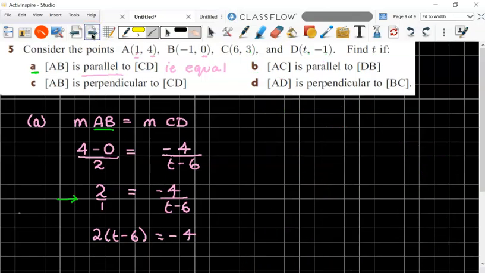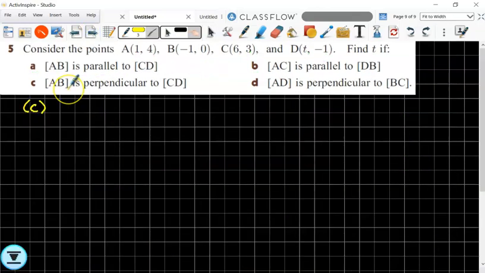AB is perpendicular to CD. Let's find the slope first. So can we find the slope of AB? 4 take 0. You should already have that in your book from part A. So you've already found the slope of AB, agreed? So you can just write it and say, oh yeah, it was 2/1.